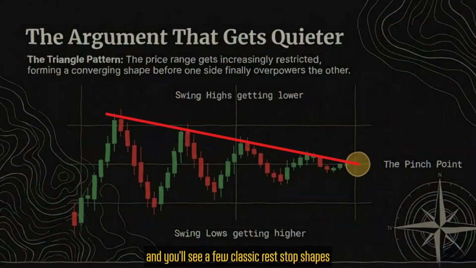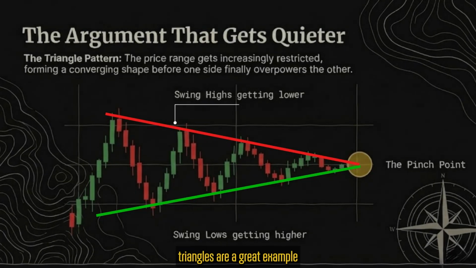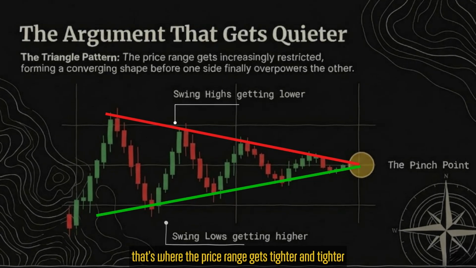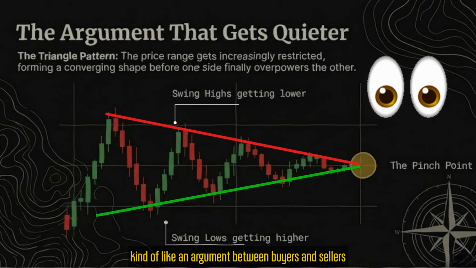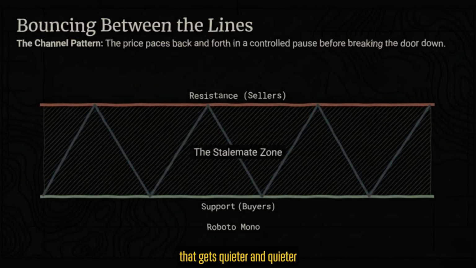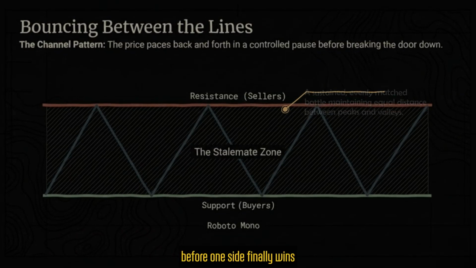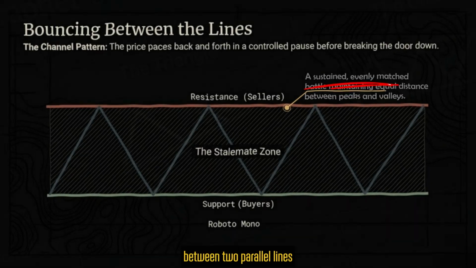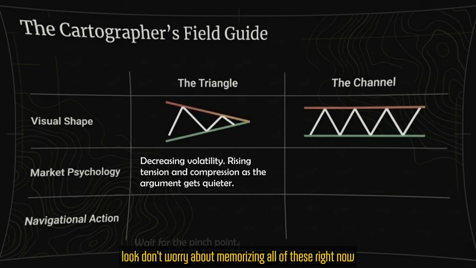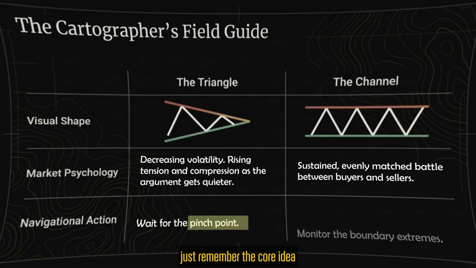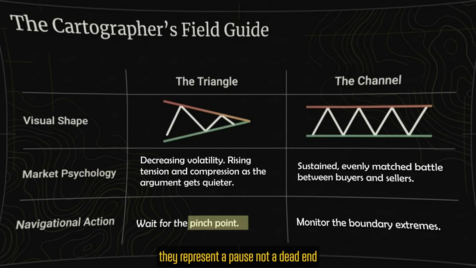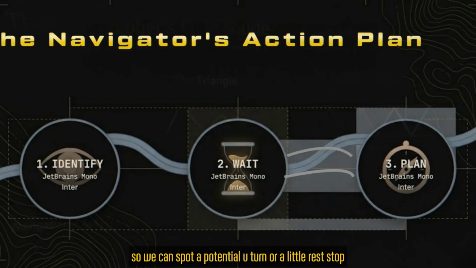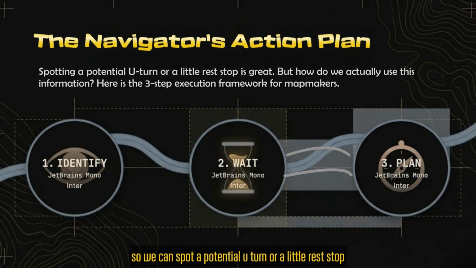And you'll see a few classic rest stop shapes. Triangles are a great example. That's where the price range gets tighter and tighter, kind of like an argument between buyers and sellers that gets quieter and quieter before one side finally wins. Channels are just when the price bounces between two parallel lines. Look, don't worry about memorizing all of these right now. Just remember the core idea. They represent a pause, not a dead end. So we can spot a potential U-turn or a little rest stop.